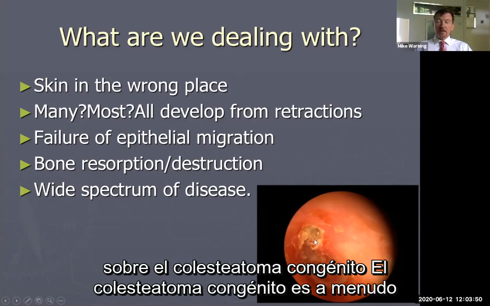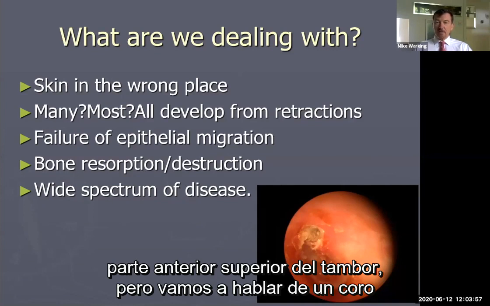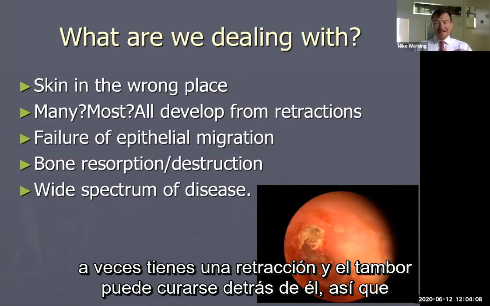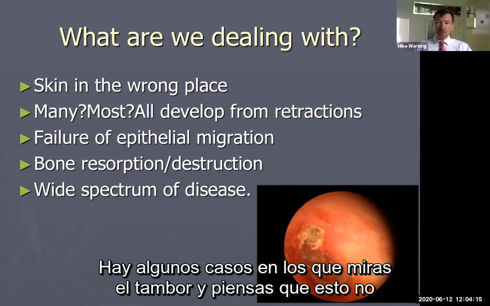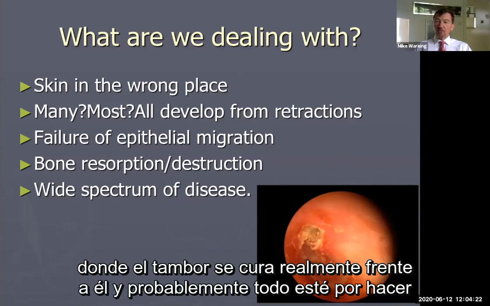Congenital cholesteatoma is often diagnosed in children and appears as a pearly white mass in the anterior superior portion of the drum. But we're going to talk about acquired disease, and most, or maybe all of them, probably develop from retraction. Sometimes you get a retraction and the drum can heal up behind it. So there are some cases where you look at the drum and you think, well, this doesn't actually look too bad, but there's a cholesteatoma that's formed behind it where the drum is actually healed in front of it.